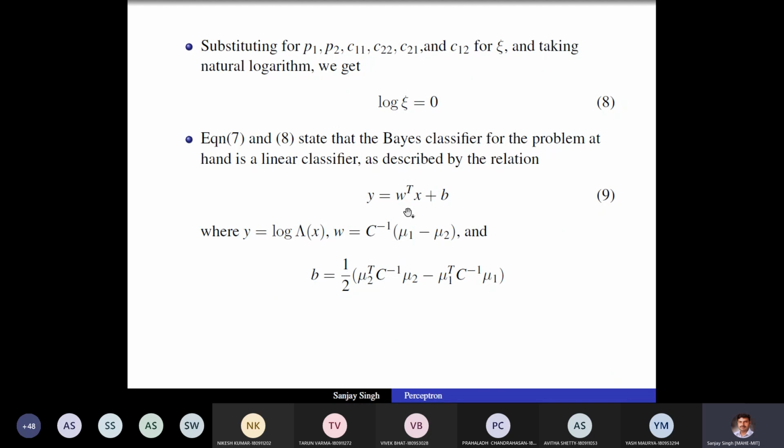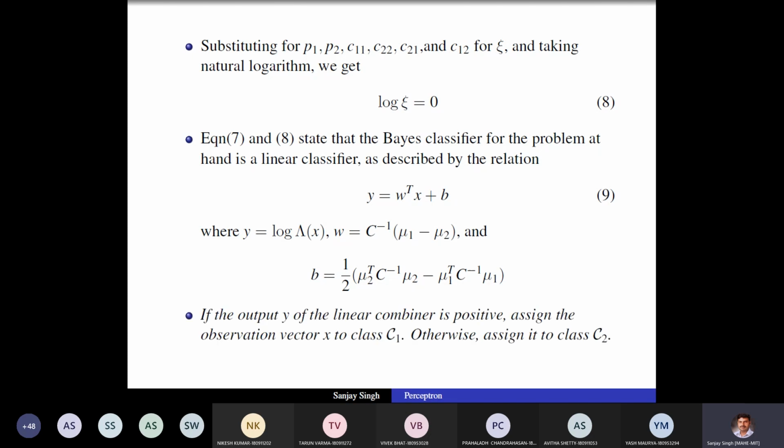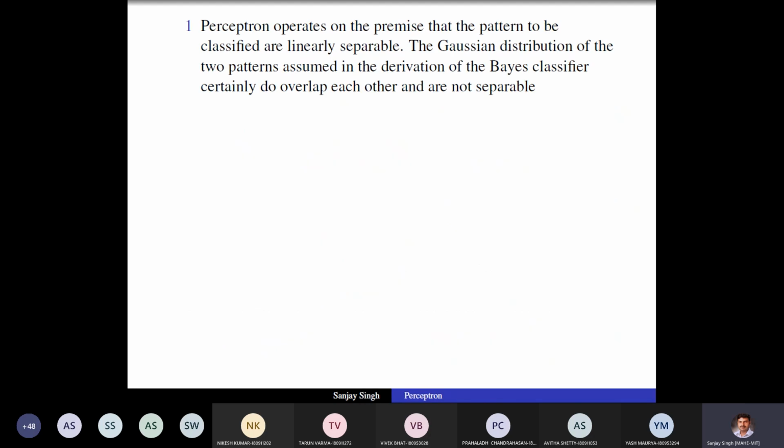So ultimately what we have shown is that the Bayes classifier under the Gaussian condition behaves like a perceptron, because it's just like a linear classifier. Otherwise it is not behaving that way. So now we can say that if the output y of the linear combiner is positive, assign the observation x to class 1, otherwise assign it to class 2. Same thing here, we are saying this positive only. Now there are certain observations to make.